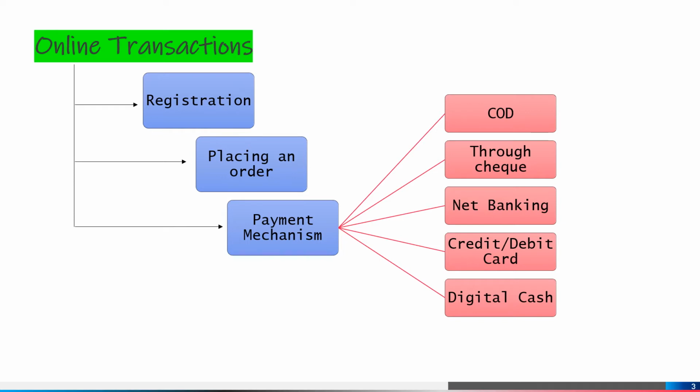For example, we have many portals. We have Google Pay, we have Paytm, we have Ecommerce. So all these platforms are actually digital cash platforms, from where first a deposit is made from the bank account, and then afterwards when you shop using that digital cash, that amount is deducted.